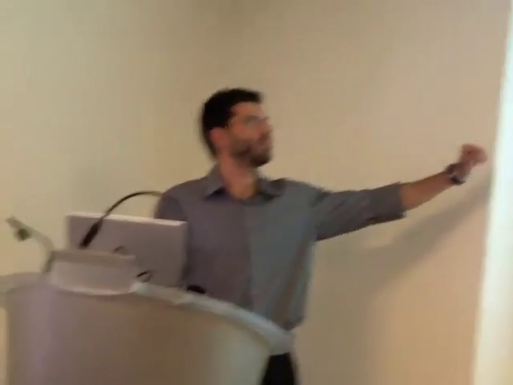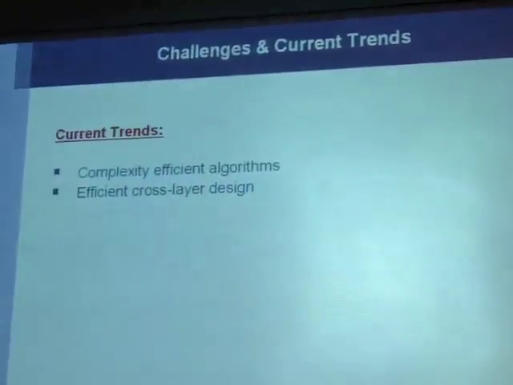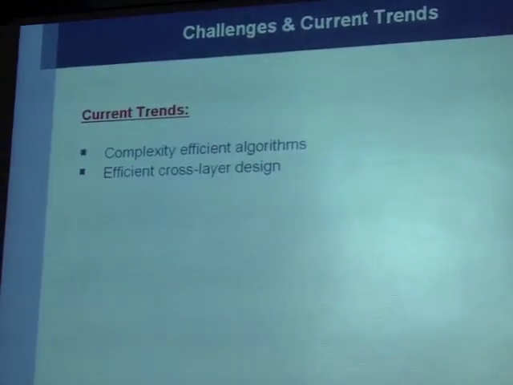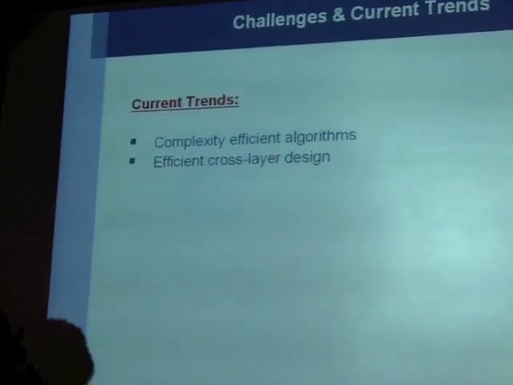Complex, efficient algorithms, of course, meaning: what does complexity mean? I can give some trade-off. I say that I have a very complex algorithm that can give me the perfect performance in a very bad scenario. But how many times do I face this bad scenario, right? How many times do I need this complexity and am I willing to spend this energy?